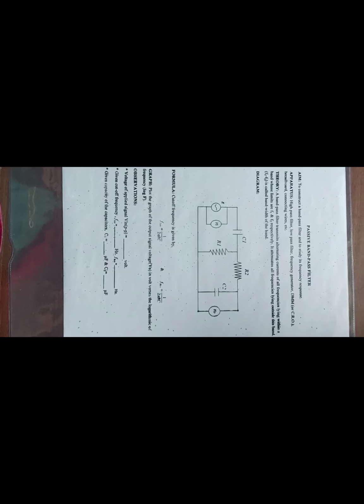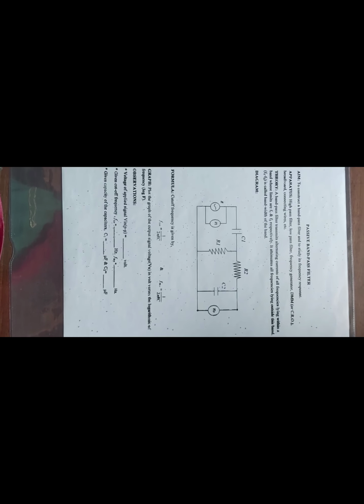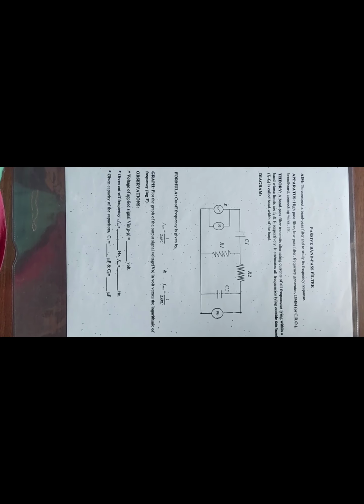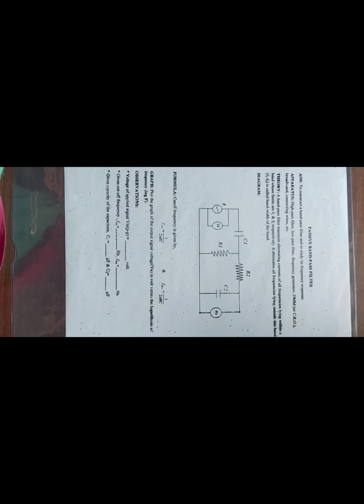See the circuit diagram of the passive band pass filter. It consists of a high pass filter, which is formed by using two components R1 and C1, and R2 and C2 forms a low pass filter. Formula. So here I have taken some values. Two capacitors we need, R1 C1 and R2 C2.